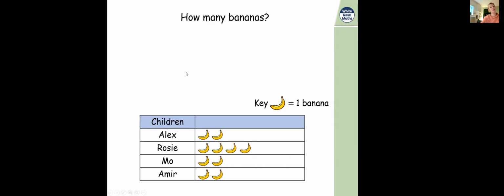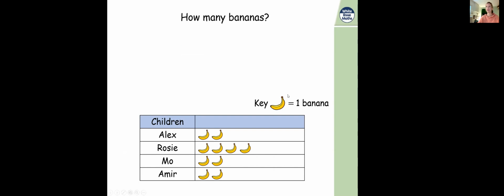But can you see how we can retrieve information? We can retrieve data from pictograms. And those pictures represent numbers. So, today, you are going to be making some pictograms.